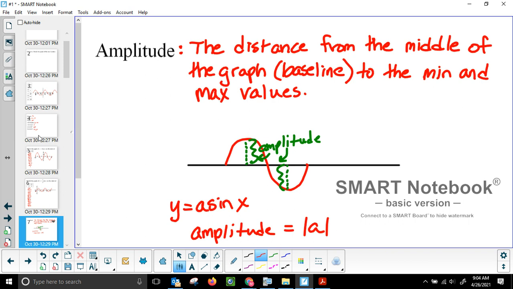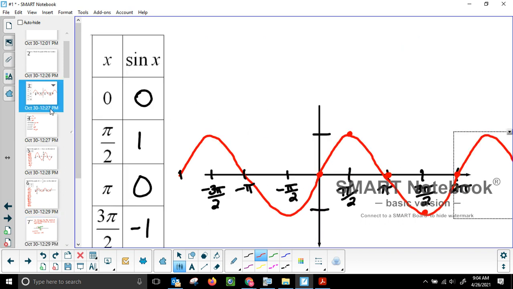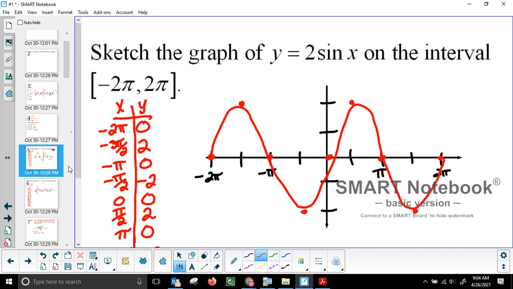And that's really what happened with these last two, well, really all of them, right? So the parent function here is just y equals the sine of x. Since there's no number out here, that's just a 1. So from the middle of my graph, which right now is my x-axis, I go up 1 to get to my maximum, or I go down 1 to get to my minimum.